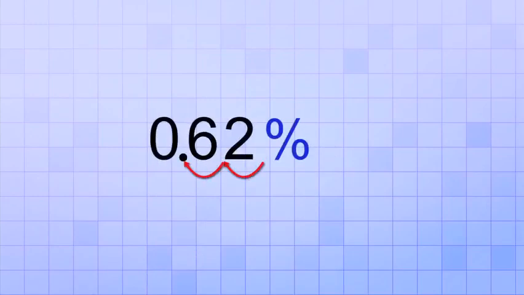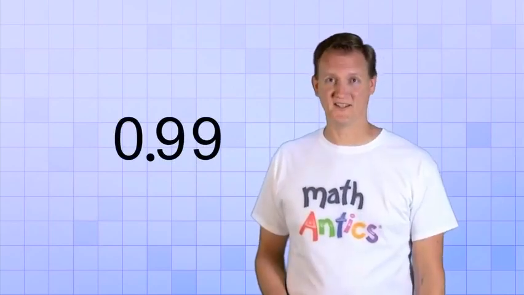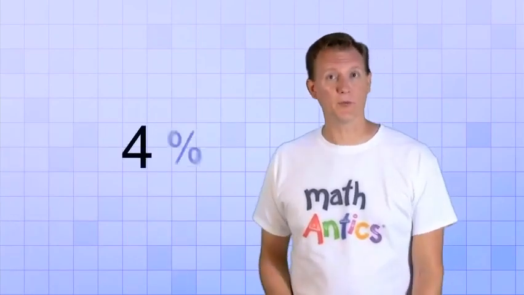Let's try converting a few more percents into their decimal values so you can get the hang of it. For 62%, we move the decimal point 2 places to the left and get 0.62. Remember, we can put an extra 0 in front of the decimal point to be a placeholder and to make the decimal point easier to notice. For 75%, we move the decimal point and get 0.75. For 99%, we move the decimal point to get 0.99. Pretty cool, huh? Okay, but what about 4%?